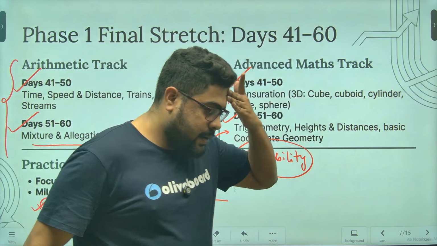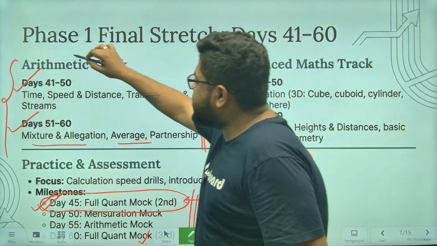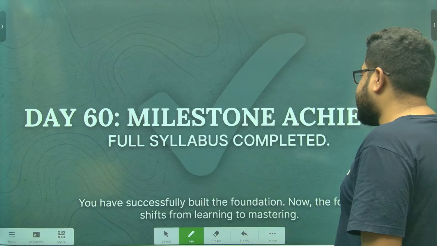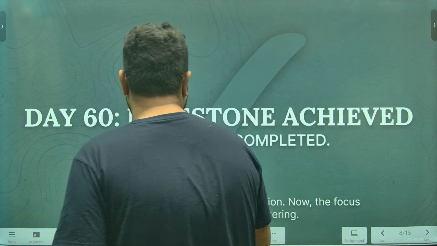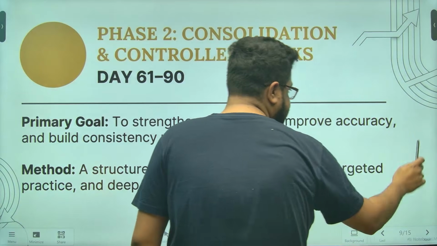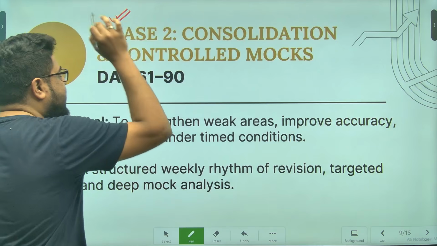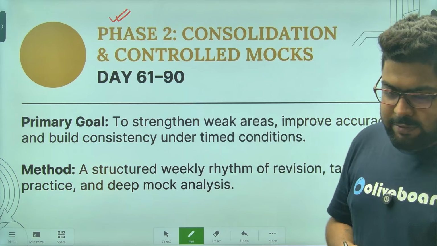Right? Now, the next phase. So this completes your phase 1 preparation. The day 60, the syllabus is done, sir. The milestone, full syllabus is complete. Next comes phase 2 of your preparation, the consolidation, as I just told you.